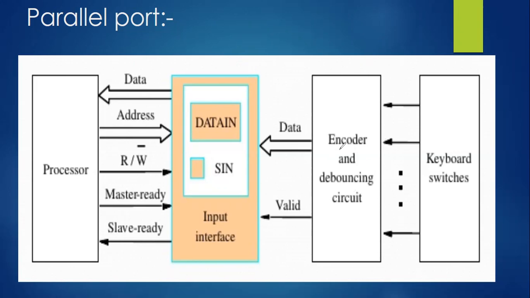What does this encoder stand for? See, if I press a keystroke of A, the ASCII code of A should be generated, right? That will be done by your encoder. And later, we have a debouncing circuit. For what purpose does this debouncing circuit work?